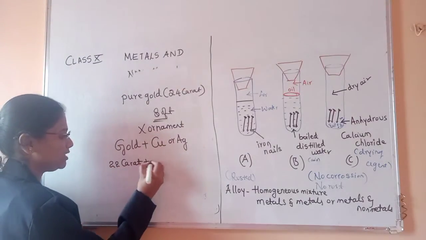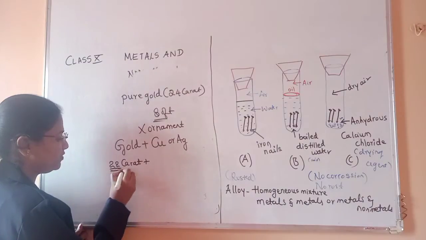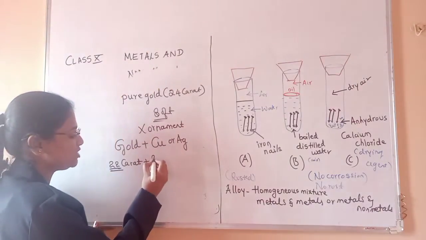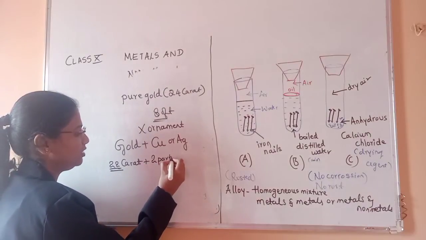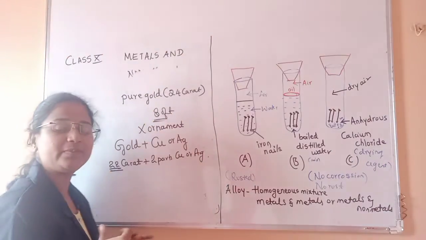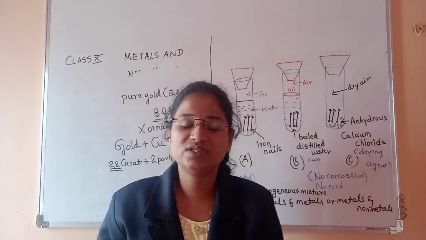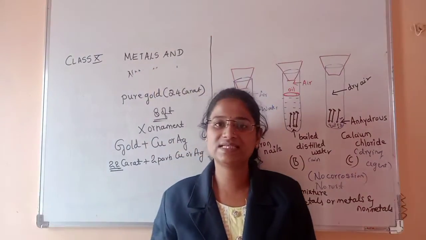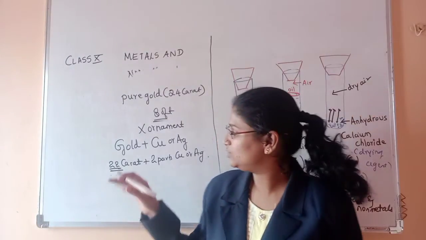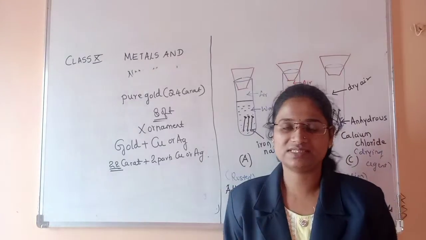The gold which is used for ornaments like earrings and necklaces is 22 karat gold. 22 karat gold means 22 parts of gold plus 2 parts of copper or silver. Then only they can make the ornaments. So this is how alloying of gold is done to make it useful. Right. So this is regarding the gold concept.